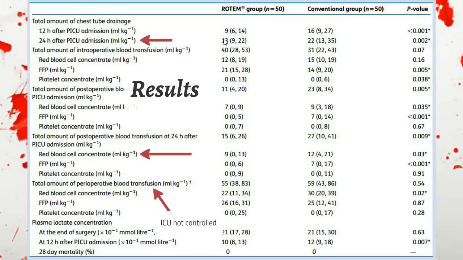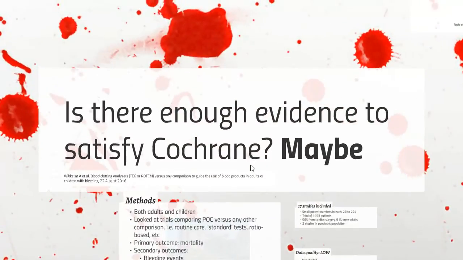So these are in mils per kilogram. So for a kid, this is a big difference. It's almost half, in fact. They almost had half the amount of bleeding out the chest tube in the ROTEM group, and they subsequently used less products as well. That is one of the studies that is included in this Cochrane review.